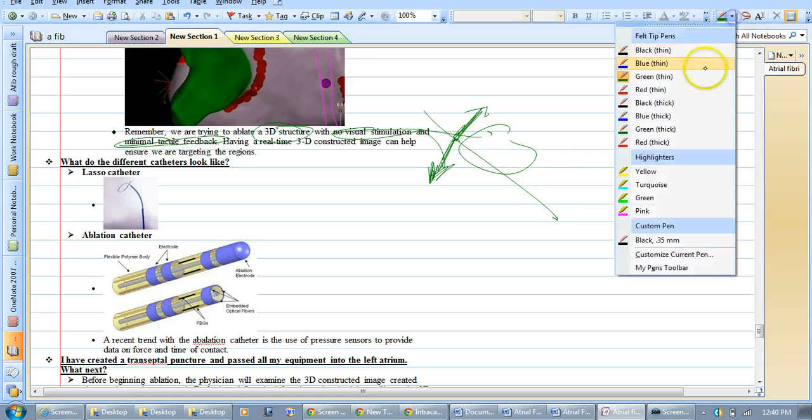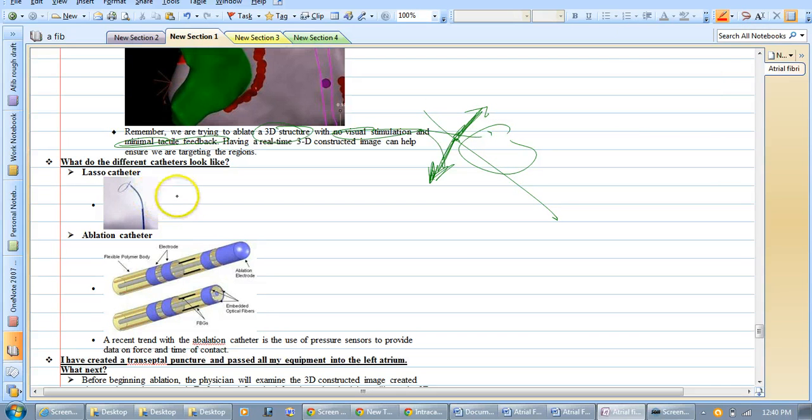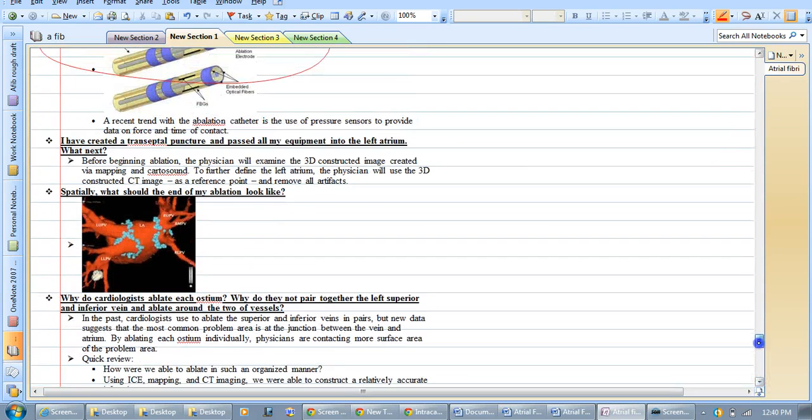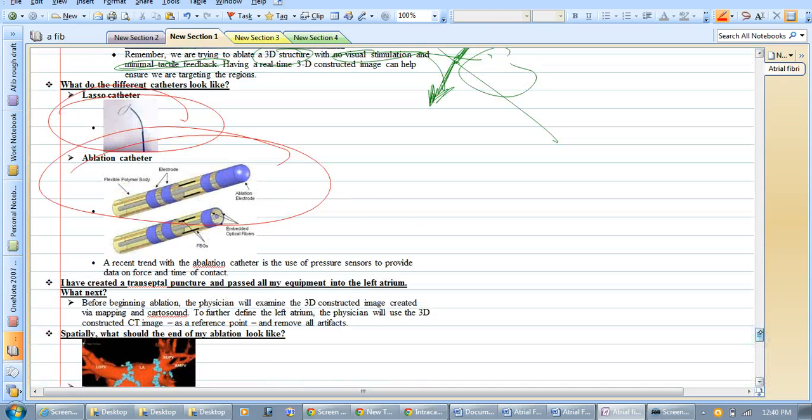So what are these different catheters? What do they look like? Well, just very briefly, here's the lasso catheter. Here's the ablation catheter. One technology that's recently been integrated into ablation catheters is the use of pressure sensors. It provides data on the force and time of contact.